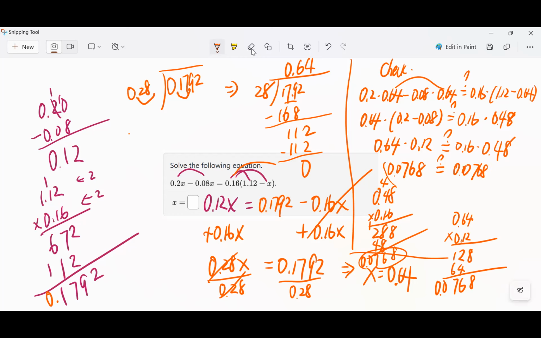Yeah, so it's good. No question mark needed. It's good. All right. So this is the correct answer. X equal to 0.64. Any question about this?